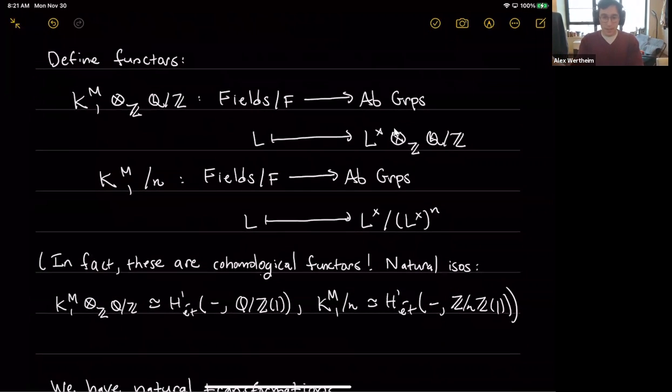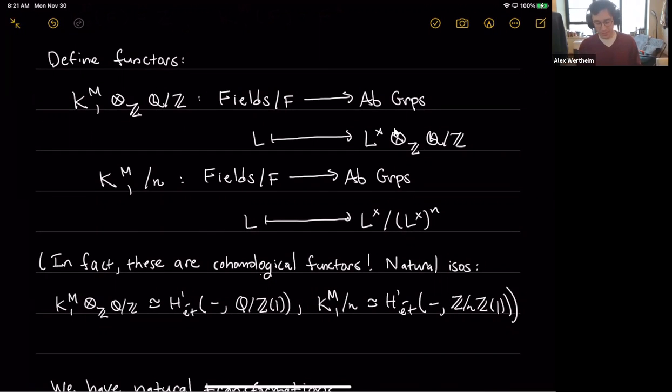One can accordingly define two functors. The first is what I'll call Milnor K1 tensored with Q mod Z, which sends a field L over F to its group of units tensored with Q mod Z. And the second functor, which I'll call Milnor K1 mod n, sends a field L to the units of L modulo nth powers.